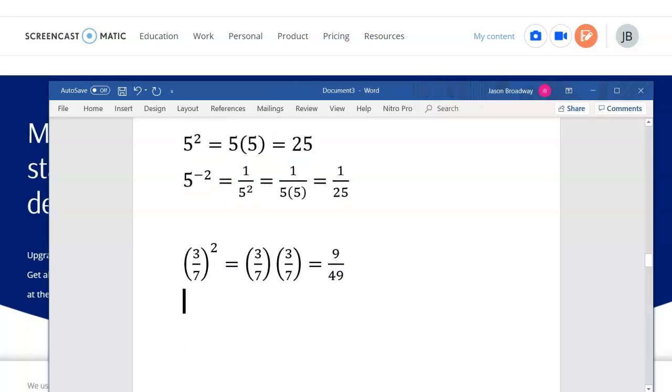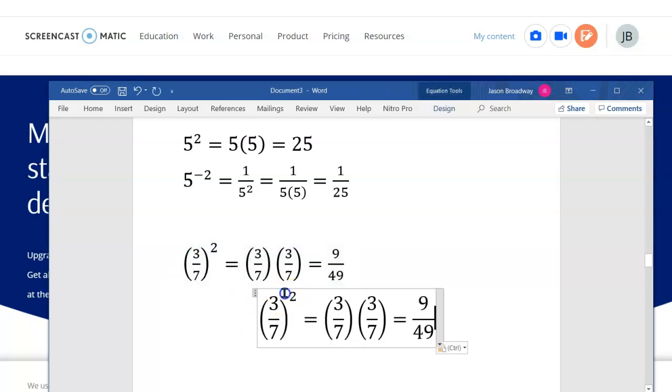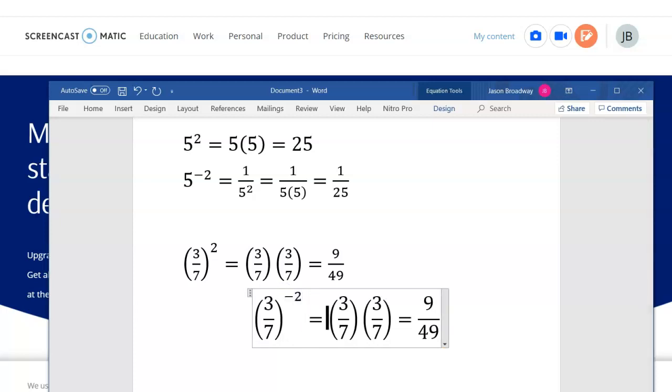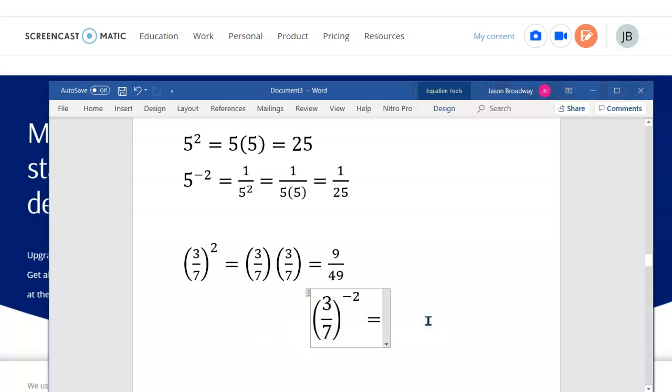I'm playing dangerously, about to run out of time. But let me try one more thing, and then I'll have to stop this video and resume on the next video. 3/7 to the negative 2. Well, now 1 over would be awfully sloppy here. So what do we do? How do we write this? I want to turn that into the positive 2 power real badly.